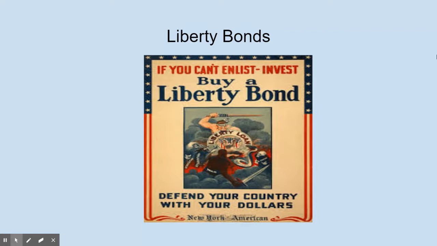As a way to fund the war, Liberty bonds were issued, and Americans were encouraged to buy these bonds as a way to support the war effort. It was also a way for those who could not fight to support the war effort as well.